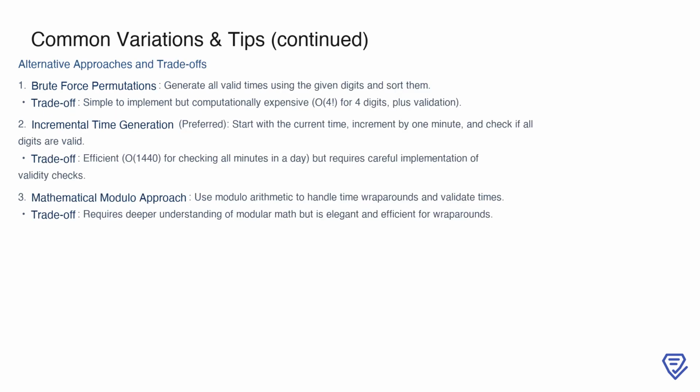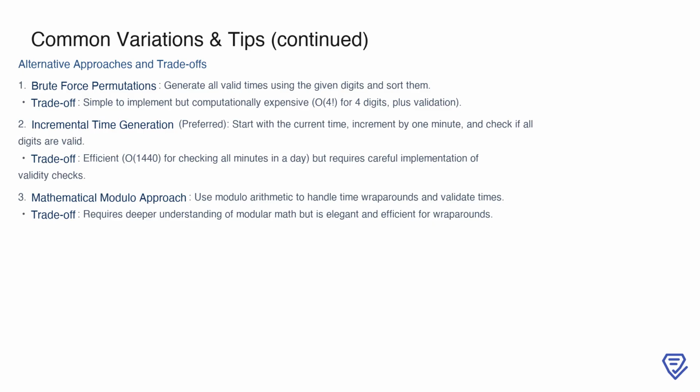Finally, let's discuss alternative approaches and their trade-offs. One approach is brute force permutations, where you generate all possible valid times from the given digits and sort them to find the next closest time. While simple to implement, this approach is computationally expensive because you're generating four permutations and validating each one.